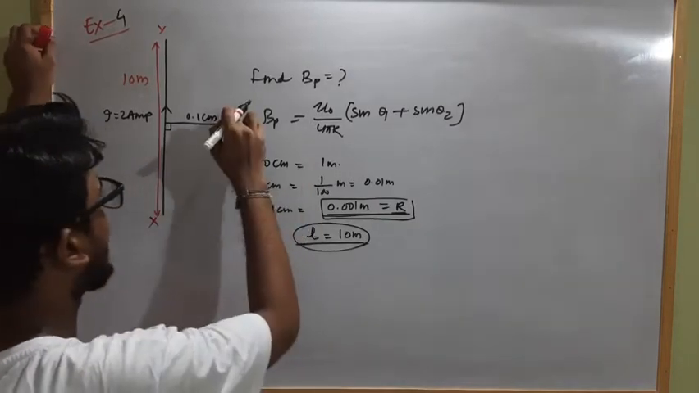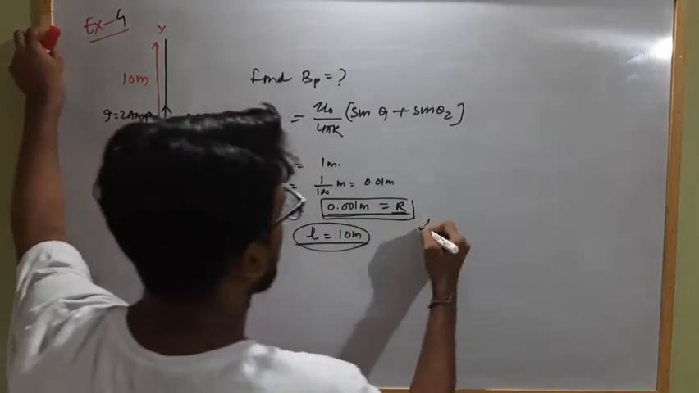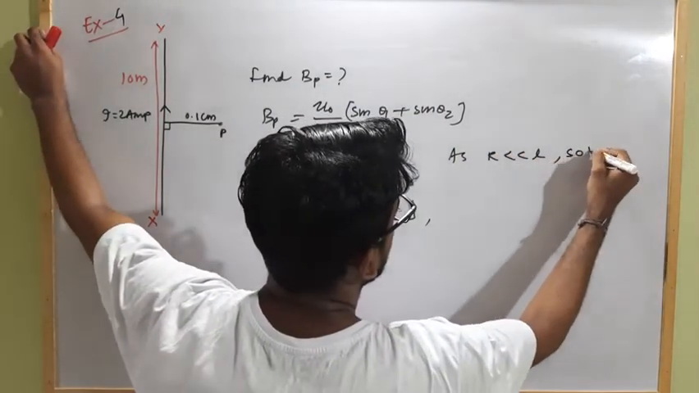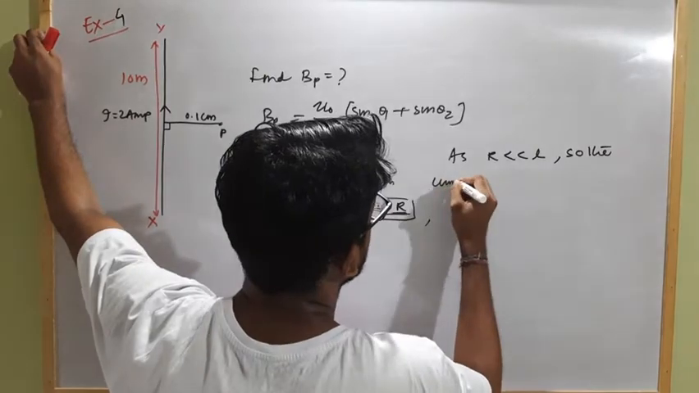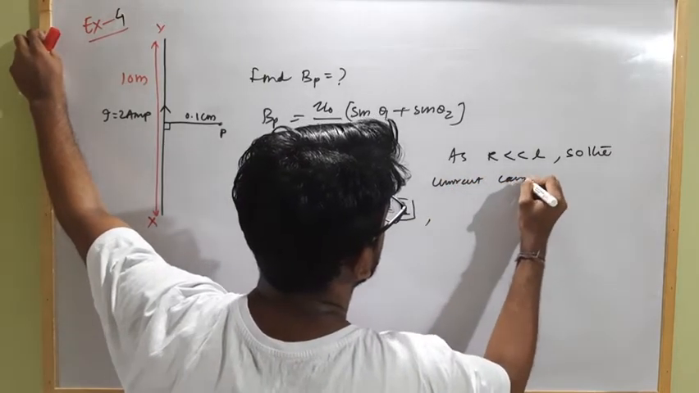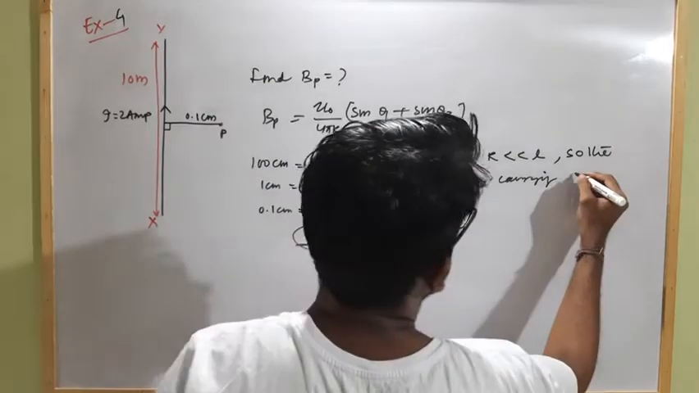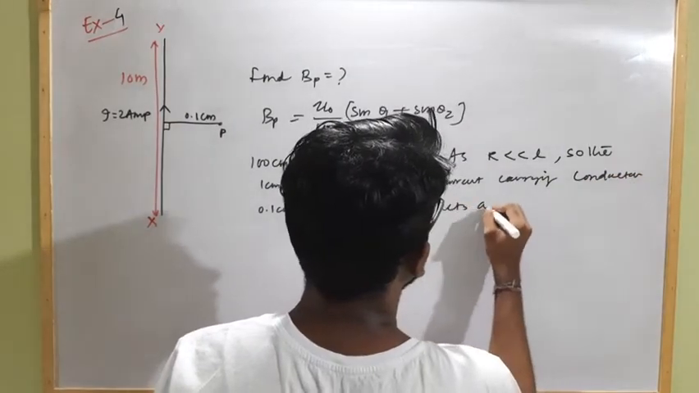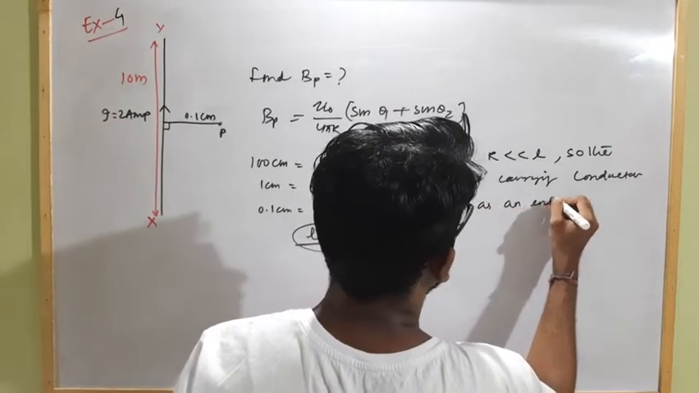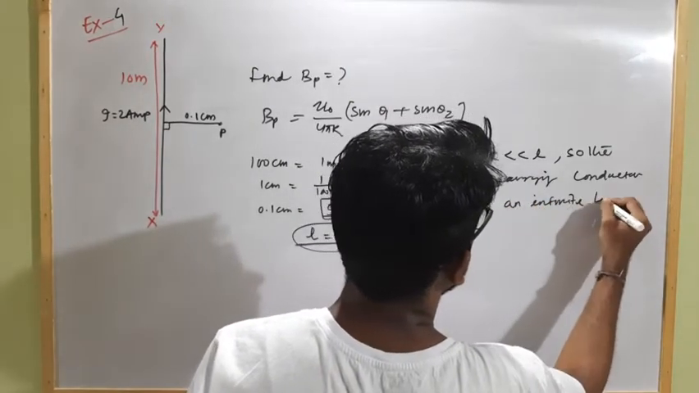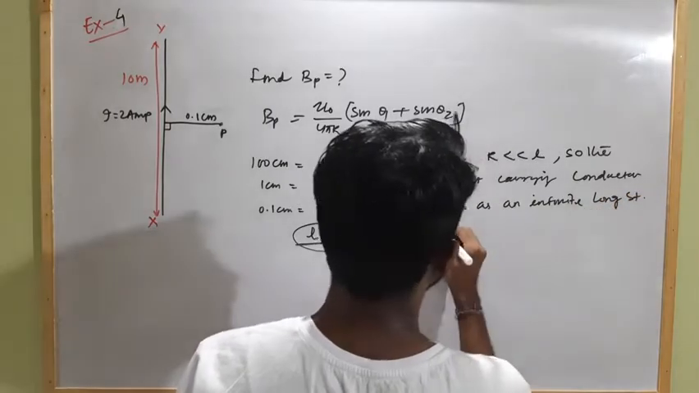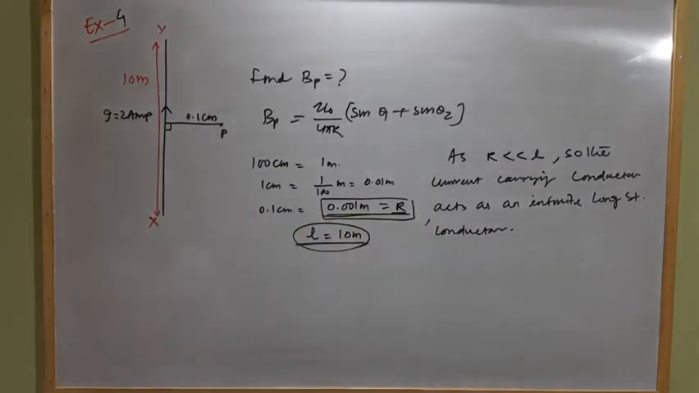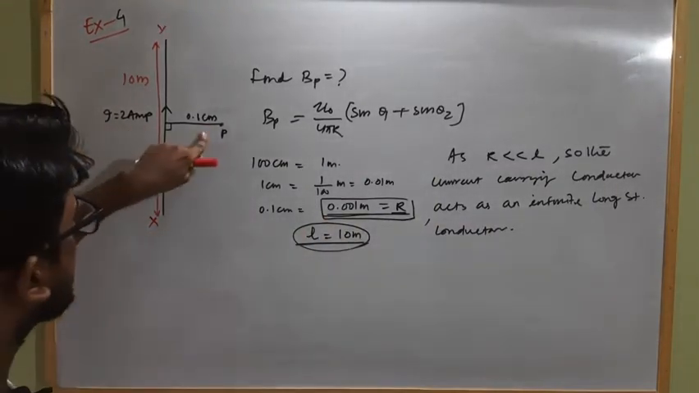So for this, the magnetic field strength at point P will be known, as r is very much less than L. So the current carrying conductor acts as an infinite long straight conductor. Clear? Because 1 meter is 100 centimeter.